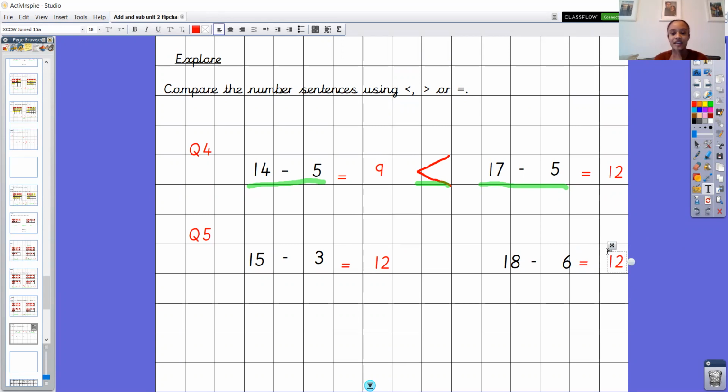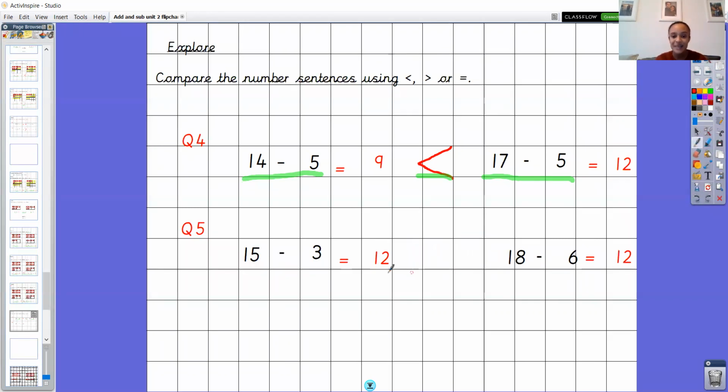Okay, and now I'm thinking, where's my biggest number? What symbol am I going to put in the middle? Well, they're both the same. I've got the answer of 12 and 12, so they are actually equal to. So I'm going to say 15 take away 3 is equal to 18 take away 6. Say that one with me? 15 take away 3 is equal to 18 take away 6.